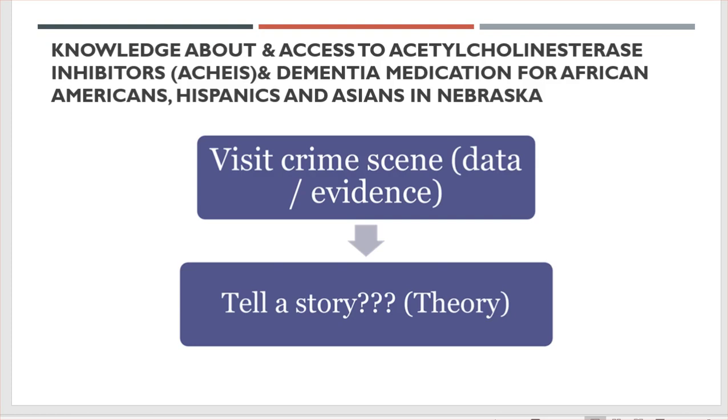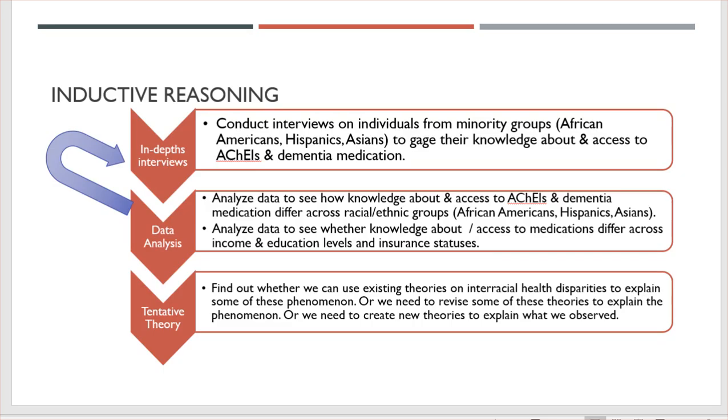sometimes researchers may prefer to use inductive reasoning. They start with the data and they see if there's any existing theory on race, ethnicity, on inequalities, on health that can be used to confirm the phenomena or the evidence they found. So, this is how we go about doing things.